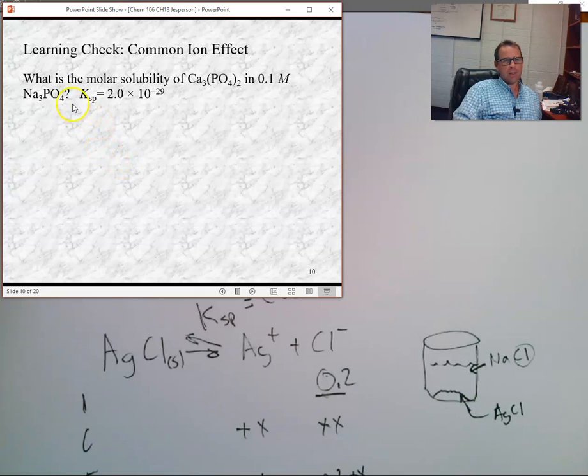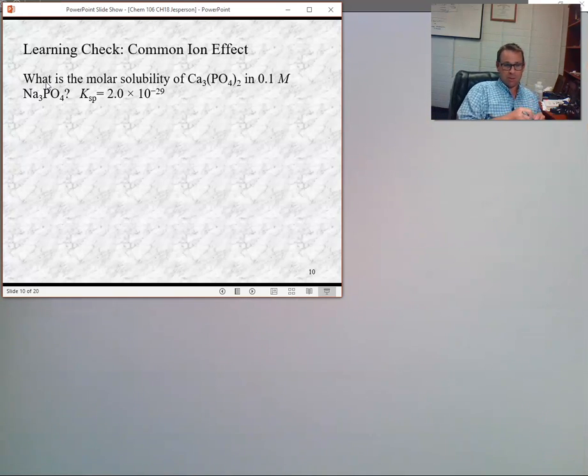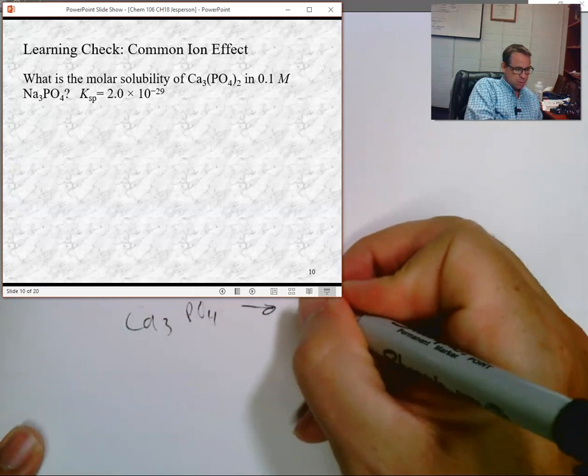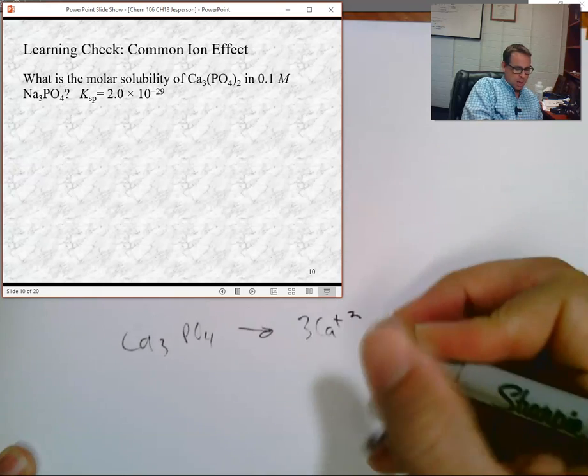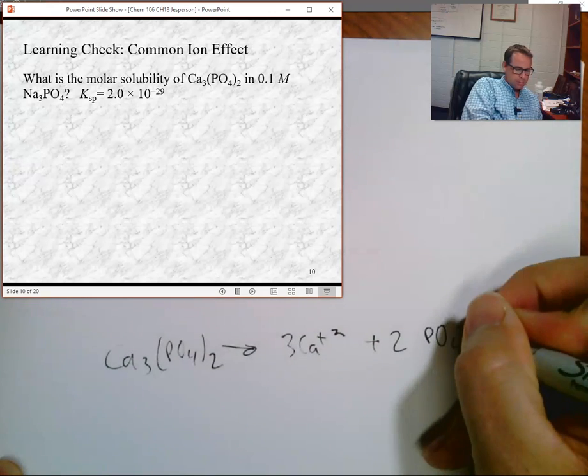So here's an example. What's the molar solubility of calcium phosphate? Now, we just kind of did this one, in 0.1 molar sodium phosphate, okay? In 0.1 molar sodium phosphate, the calcium phosphate dissociation is going to be influenced by something in the sodium phosphate. Okay? Now, to determine what it's going to be influenced by, we can write the solubility expression for calcium phosphate. Ca3(PO4)2 is supposed to be dissolving into 3 calcium ions and 2 phosphate ions.